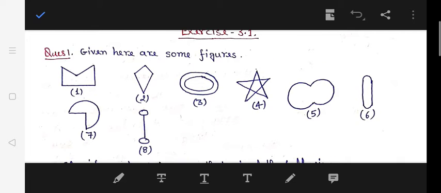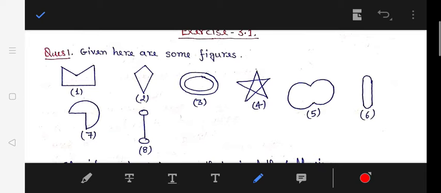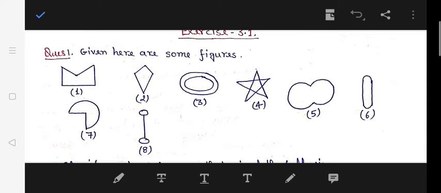Polygons are closed curves made up of line segments. That should be made up of line segments. Here the first one is made up of line segments, so that is a polygon. Second is also made up of line segments, so the second one is also a polygon. Now third and fourth are not simple closed curves, so these will not be polygons also. Now fifth is not made up of line segments. Here you can find that it is a curve, so it is not a polygon.